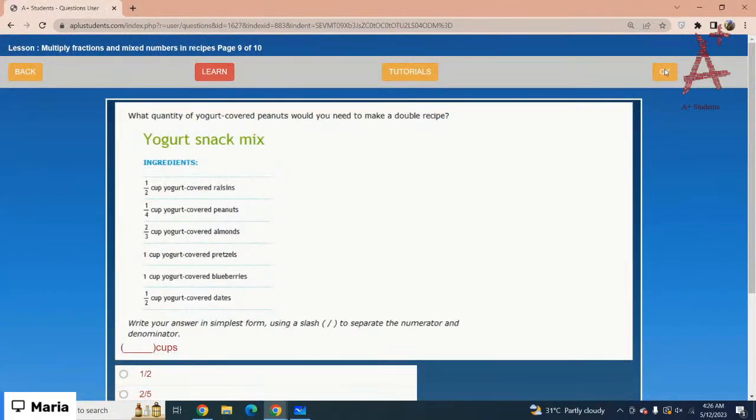Okay, the next one is, what quantity of yogurt covered peanuts would you need to make a double recipe? Yogurt covered peanuts for this recipe is 1 by 4. When you multiply it by the 2, it would be 2 over 4, and it would be 1 over 2.